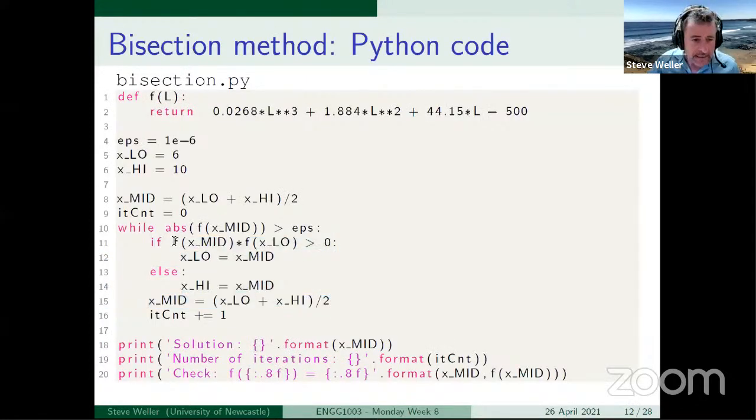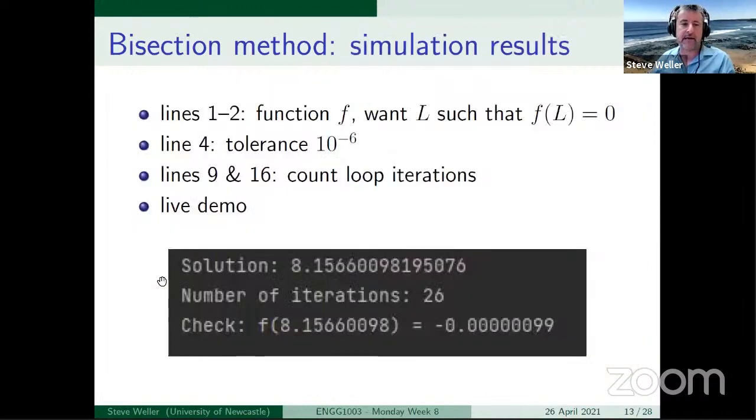And here's the test. If fx mid times fx low is positive, then we bump up the lower limit. Otherwise, we bring down the upper limit. And so we've divided the interval into two, and we've either chosen the upper subinterval by bringing the lower limit up, or we've chosen the lower subinterval by bringing the upper limit down. Line 15 is critical. We compute the midpoint for the new interval, the one that's been halved, and we go again. That's the key part of the code.